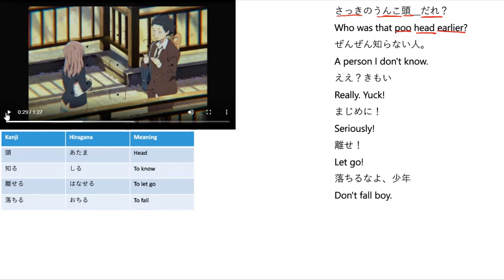Dare. Again, if you're asking the question, formally it would be like dare desu ka? Who is it? Or literally, who is, because desu kind of means is. But she's got rid of that and just says, Saki no kotama dare, which is like, who is this? So you realize it's all backwards actually. So it's the before poo head, who? So it's the other way around. And if we carry on.